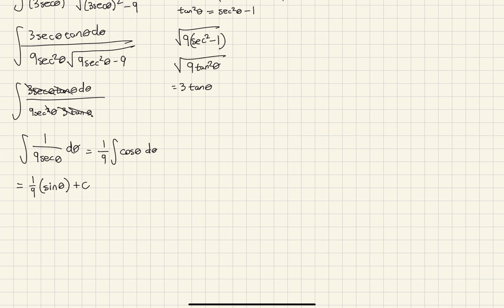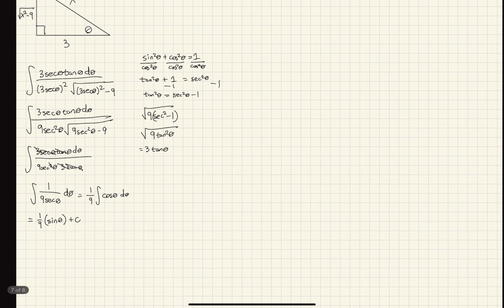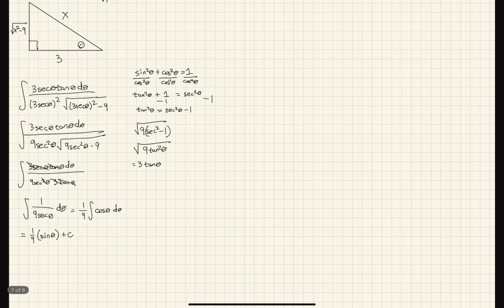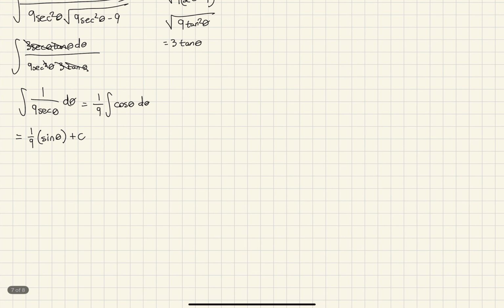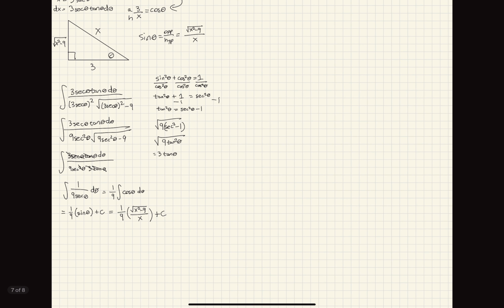So here's where the resub right triangle comes into play. Now we have sine theta, so we gotta find the value of sine theta. Sine equals opposite over hypotenuse. That means it equals the square root of x squared minus 9 over the hypotenuse, which is x. So now we plug that back in. 1/9 times the square root of x squared minus 9 over x plus c. And that's your answer.